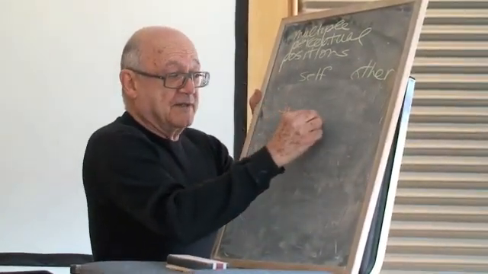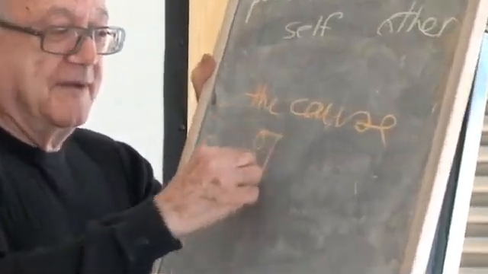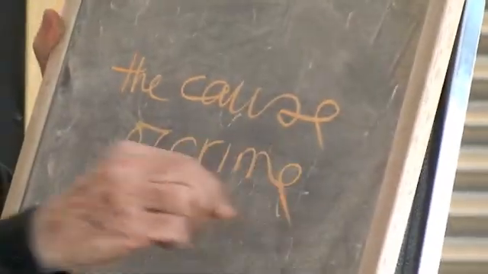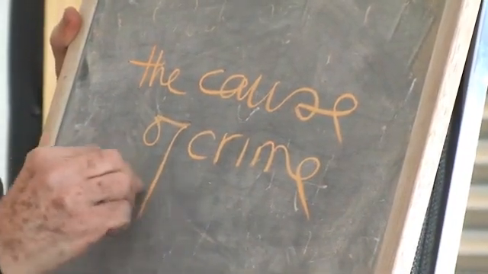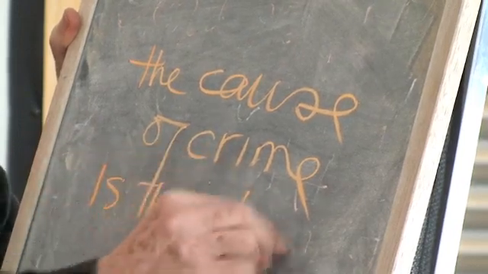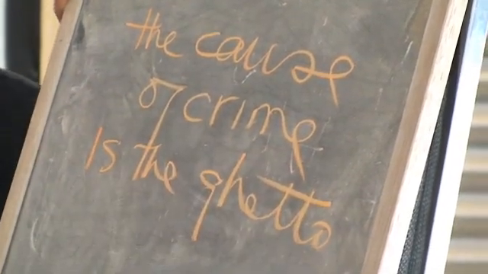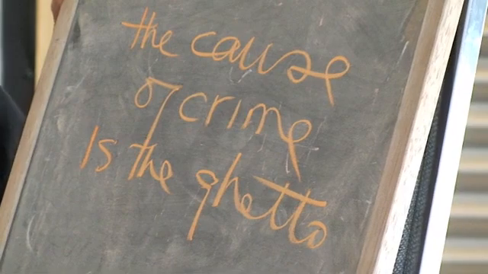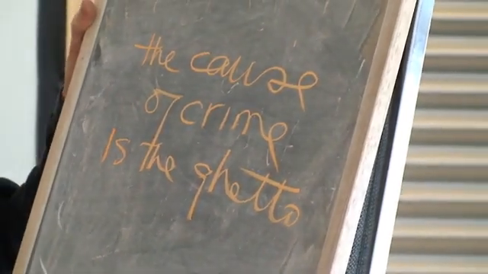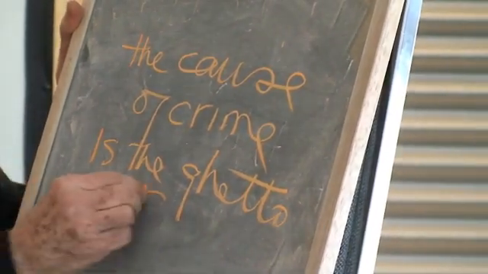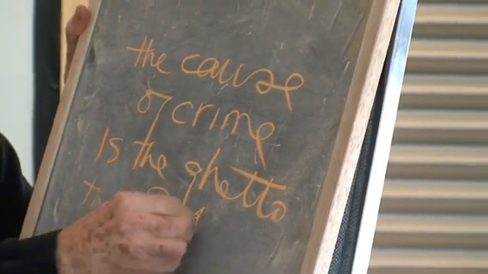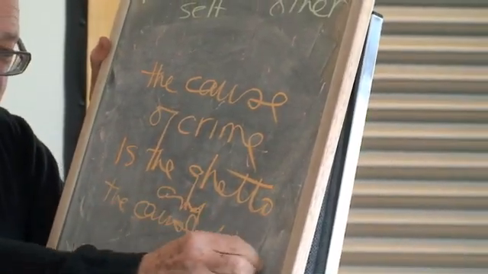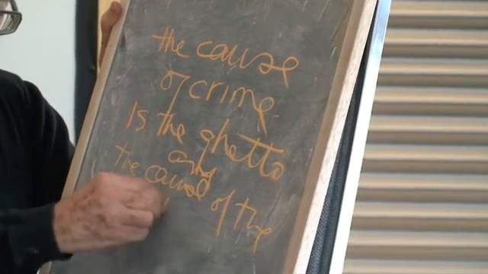The cause of crime. Notice we have one cause here. The cause of crime is the ghetto. Well, I could go along with that at the time, and still can. The cause of crime is the ghetto, and the cause of the ghetto, wait for it, is the Jew.